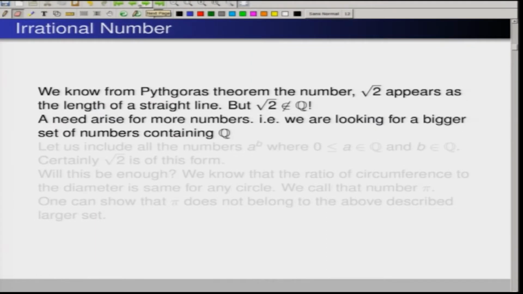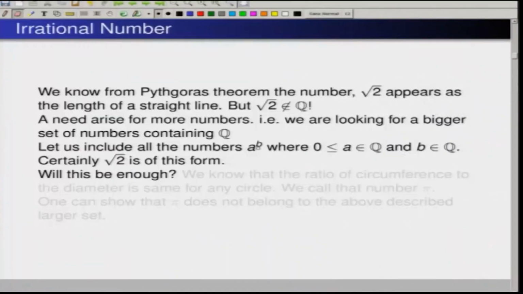So, one would like to say, let us take the rational numbers that we have with us, and then consider all numbers of the form a to the power b, where a is a non-negative rational number and b is any rational number. Then root 2, the square root of 2, is 2 to the power 1/2, which is of this form. Now, we have rational numbers, and we add all the numbers which are rational to the power rational.